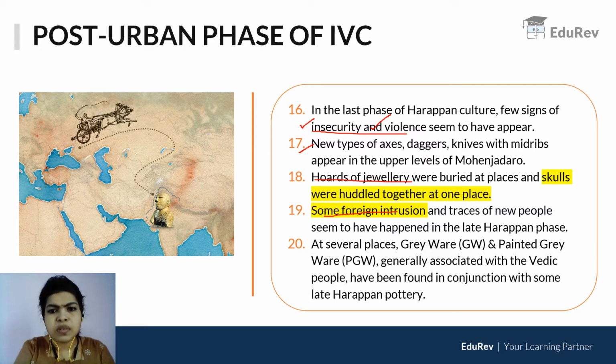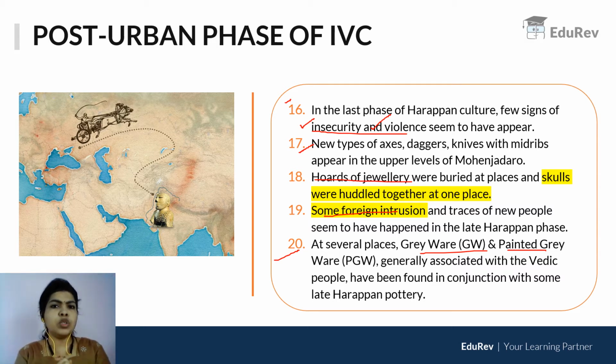Some foreign intrusion also seems to have taken place in the late Harappan phase. At several places, take a look at point number 20, you have greyware and painted greyware, which is actually associated with the Vedic people. So what does this all signify? From point number 16 to point number 20, one thing is very clear: there is some sort of insecurity, some sort of violence, and people have started to increasingly produce weaponry, though not mass production, but still weapons have been upgraded and skulls have been found grouped together.